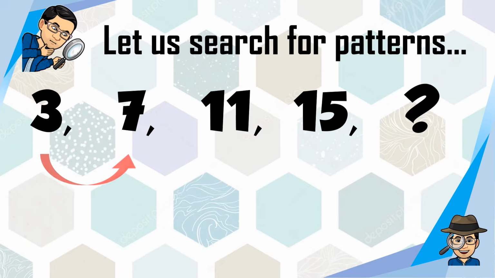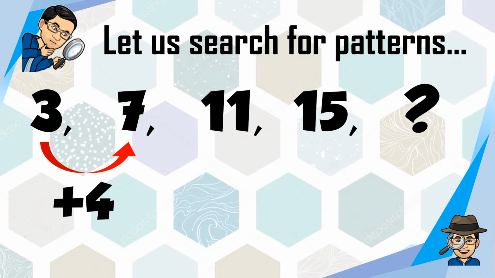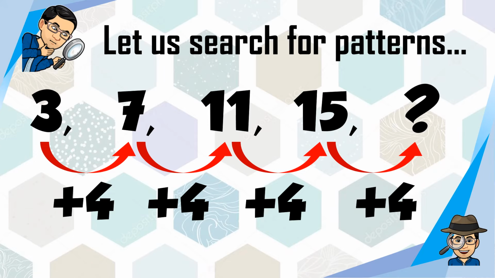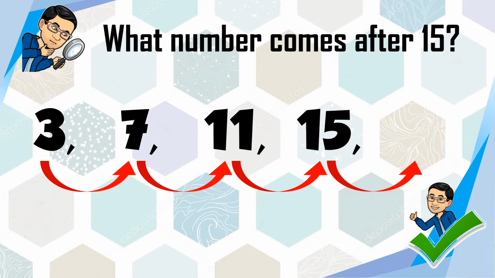Okay. For example, ano ang i-add natin sa 3 to get 7? That is 4. To get 11, we need to add also 4 to 7. What should be added to 11 to get 15? That is correct. We also add 4. Now, that will be easy to get the next term because mag-add nga lang tayo ng 4 sa 15. Question is, what number comes after 15? Basically, 15 plus 4 equals 19. So 19 is the term that we are looking for.